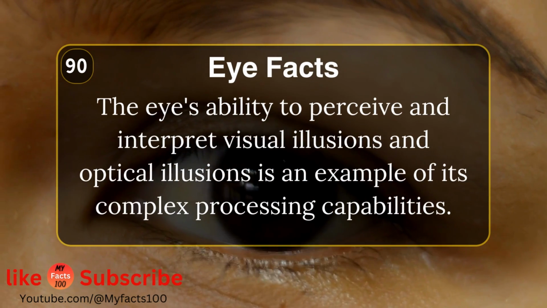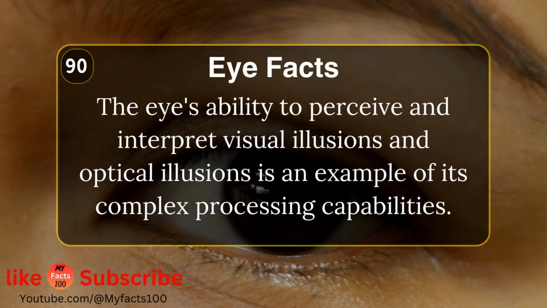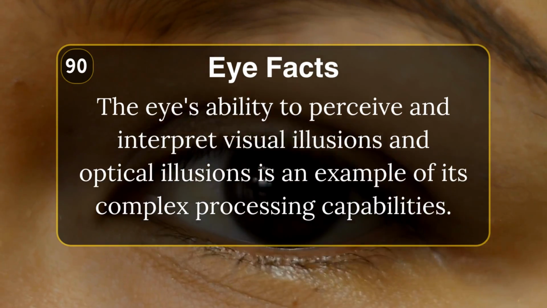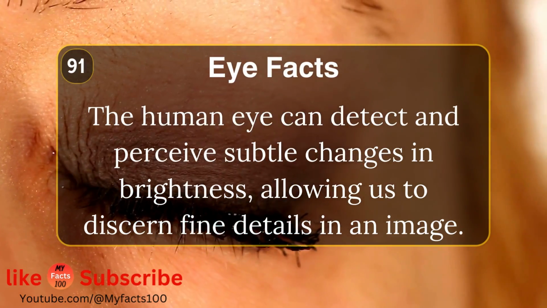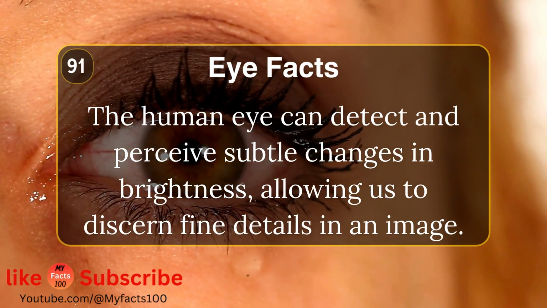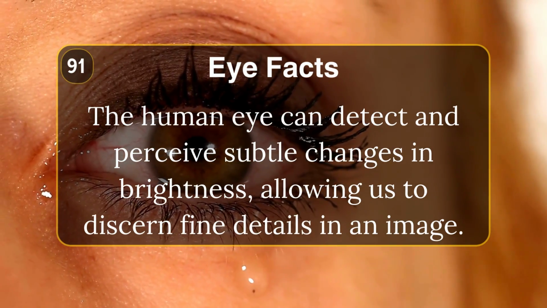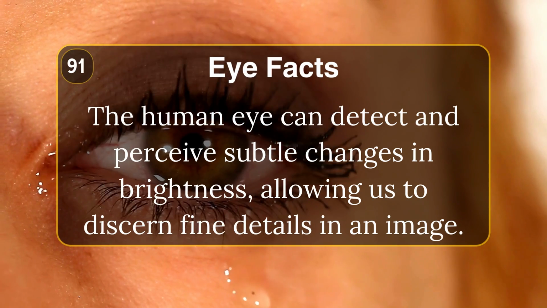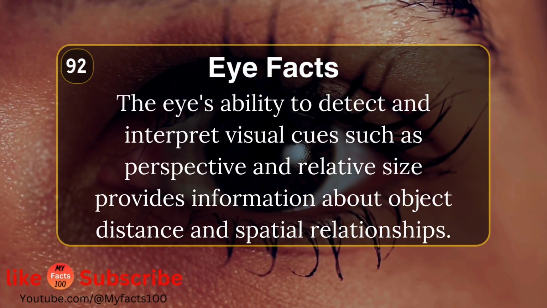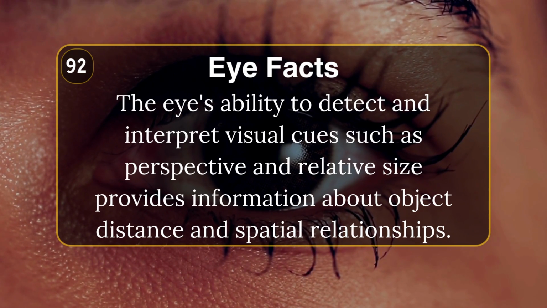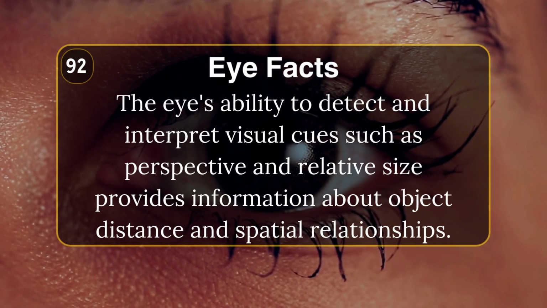The eye's ability to perceive and interpret visual illusions and optical illusions is an example of its complex processing capabilities. The human eye can detect and perceive subtle changes in brightness, allowing us to discern fine details in an image. The eye's ability to detect and interpret visual cues such as perspective and relative size provides information about object distance and spatial relationships.